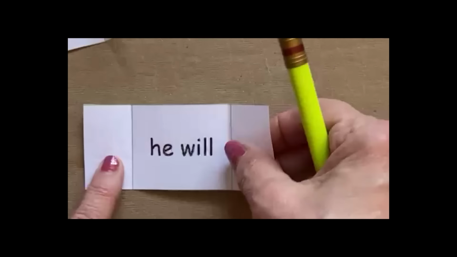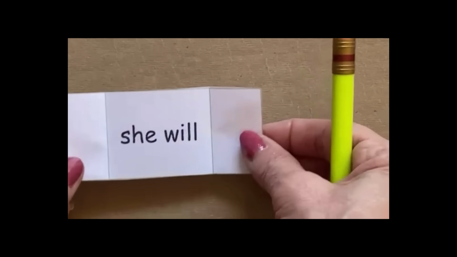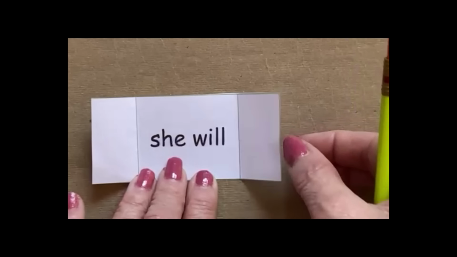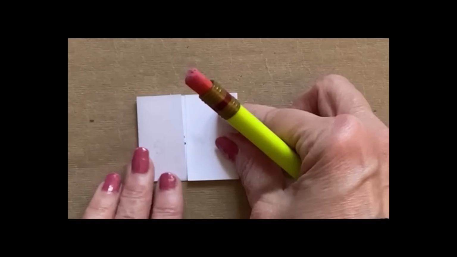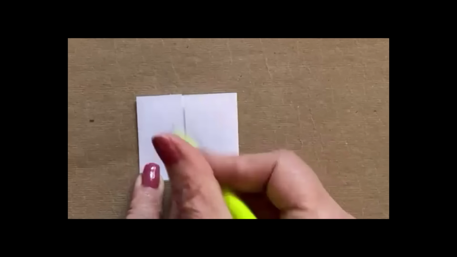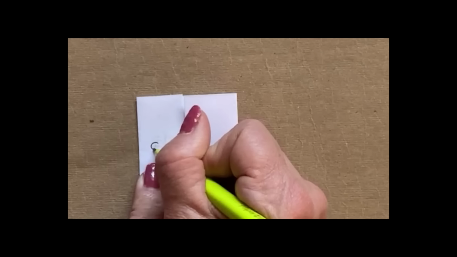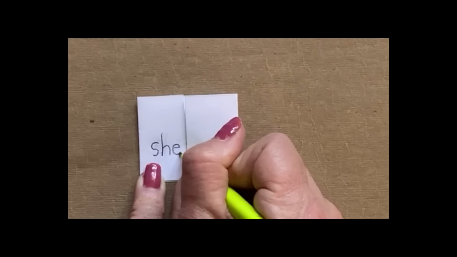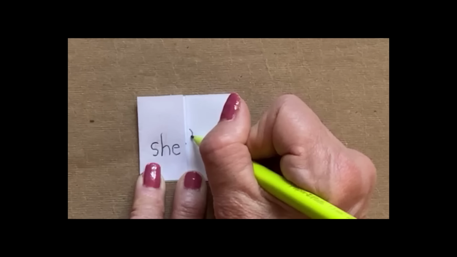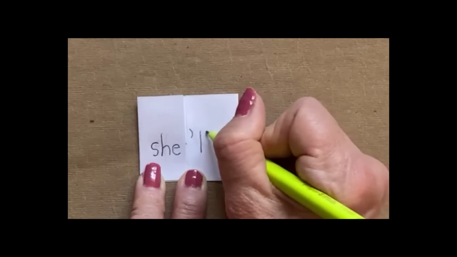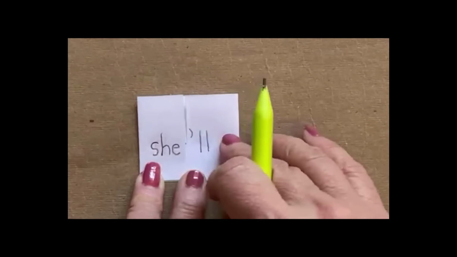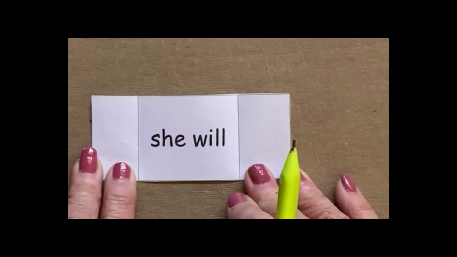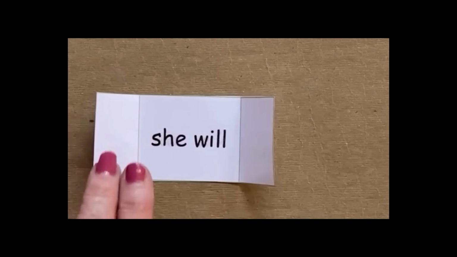He will. We'll try one more. Again, this has the word will because that is the word we are working with. Close it up. And on this side, they have to write the first word, and that was she. Here they need to put the apostrophe L, she'll, and then they can open it up and see the two words that made that contraction. She will.